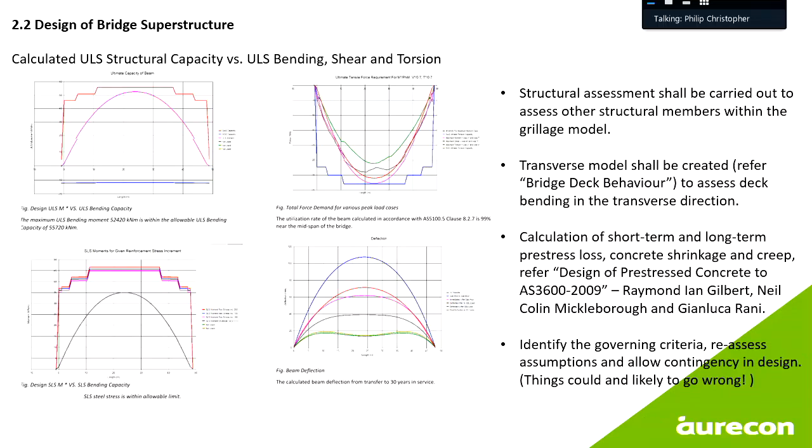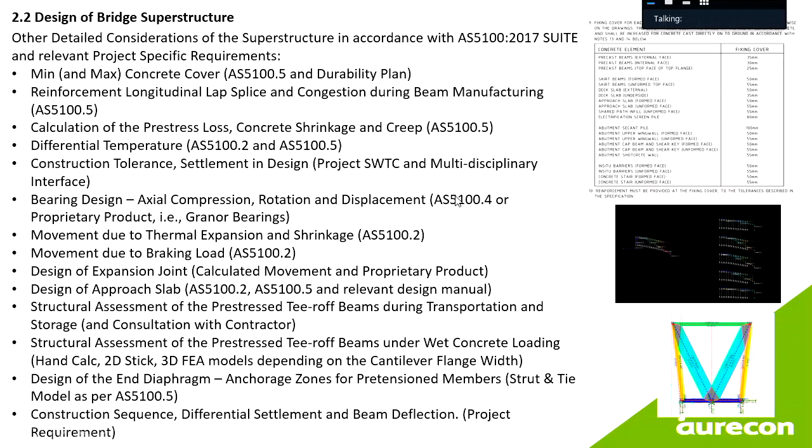You can always try to allow for 100 or 150 mils additional wet concrete during construction to make sure you capture all possible scenarios. The next one is, so we basically just talked about, in a nutshell, what the first step of grillage modeling or design of a bridge structure looks like.